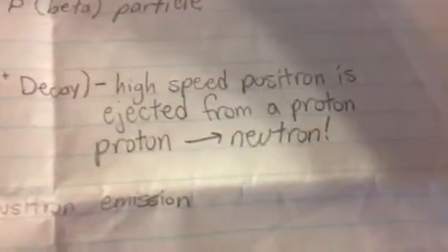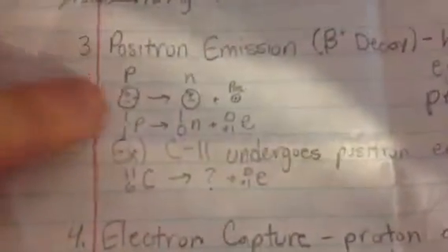Let's go on to our next one, which is positron emission. Positron emission is pretty much beta positive decay. That's another name for it. This is when a high-speed positron is ejected from a proton, resulting in the proton becoming a neutron. And just like beta decay, we have a little equation right here to help you out. Here's our little positron inside the proton. Here's our neutron, and then there's our little itty-bitty positron right there. My example for you is carbon-11 undergoes positron emission. And again, instead of using an electron, this is the positron, so it has a +1 charge.